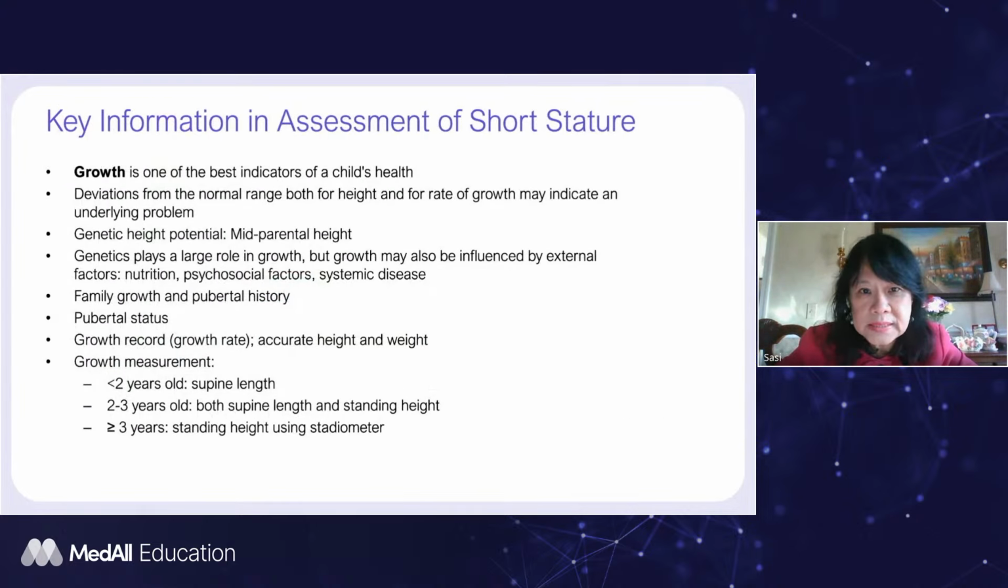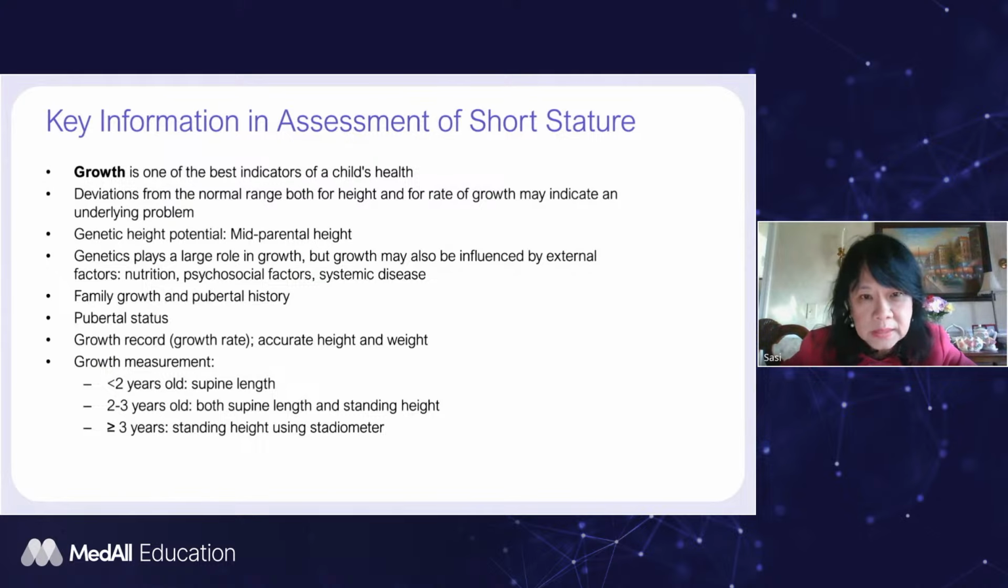Key information in the assessment of short stature: growth is one of the most sensitive indicators of a child's overall health. Deviations from the normal range, both in height and in the rate of growth, may signal an underlying medical condition that requires further evaluation. Several factors influence growth, including genetics, nutrition, psychosocial environment, and systemic diseases. One of the first steps in assessing short stature is to determine a child's genetic height potential, and that's done by using midparental height.